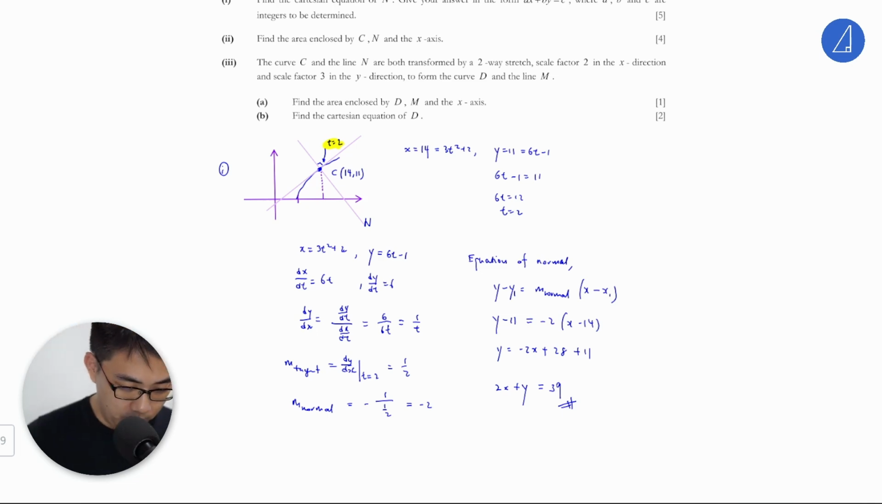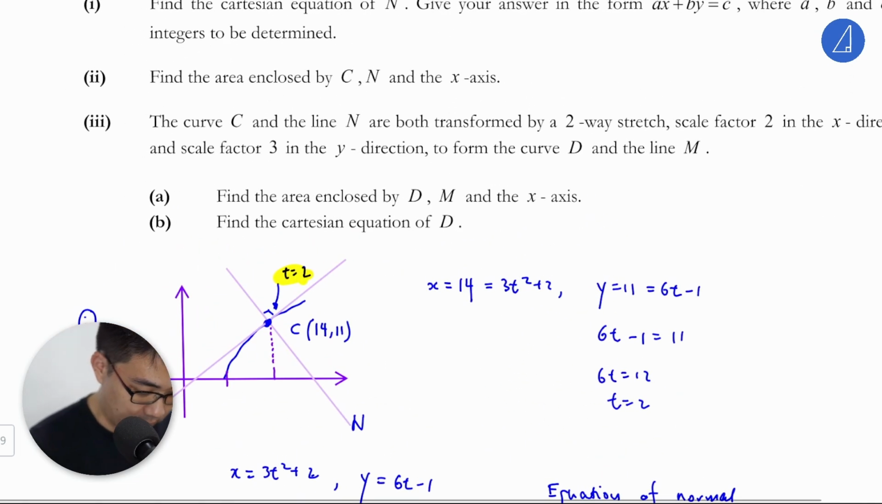So let's look at part 2. The area enclosed by CN and the x-axis. So C is this curve here, and the N and the x-axis here, right? So very clearly what we want is this area here. Now this looks like a very small graph.